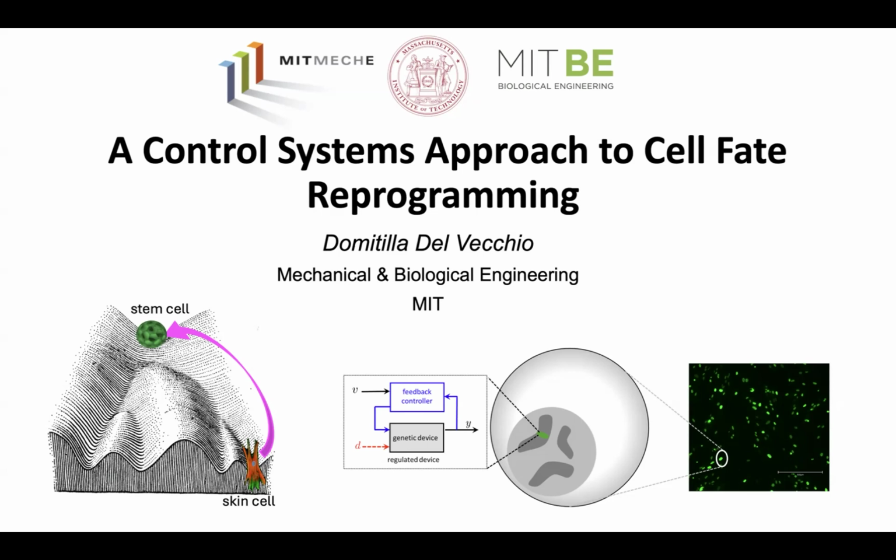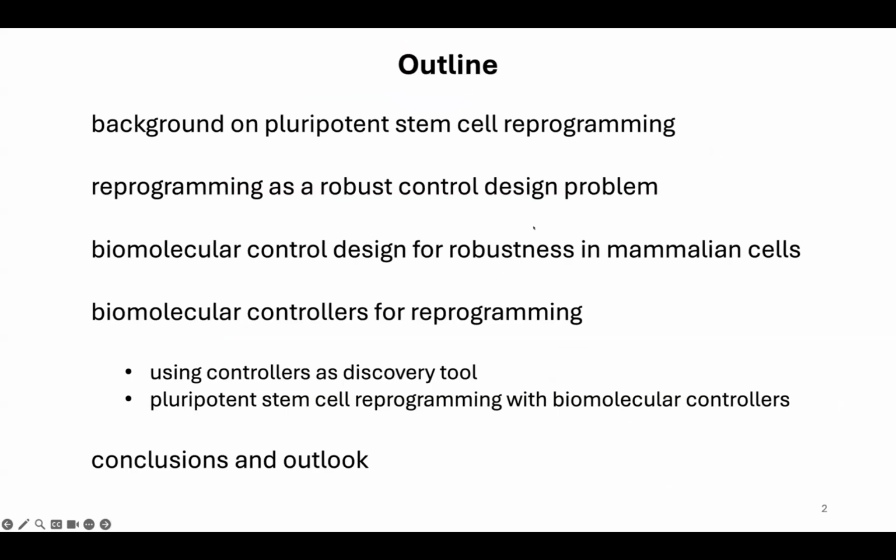In order to get started, I am just going to give you a brief overview of what I'm going to talk about. I'm going to talk about pluripotent stem cell reprogramming, which was the beginning of our vision, and then formulating reprogramming as a robust control design problem. And from there, how do you actually implement these robust controllers in cells to achieve your end goal? And then I'll show you our recent results on using these controllers in action for reprogramming cell fate.